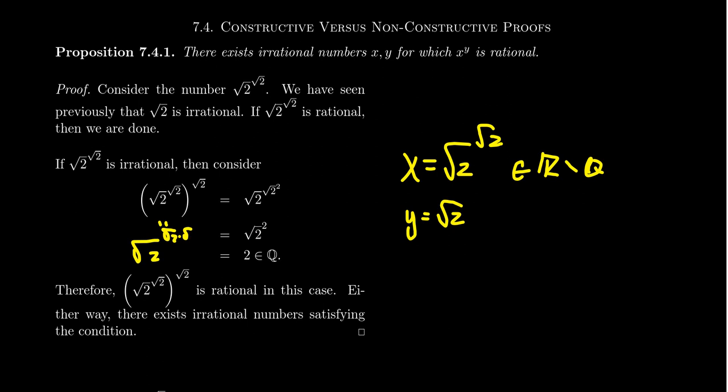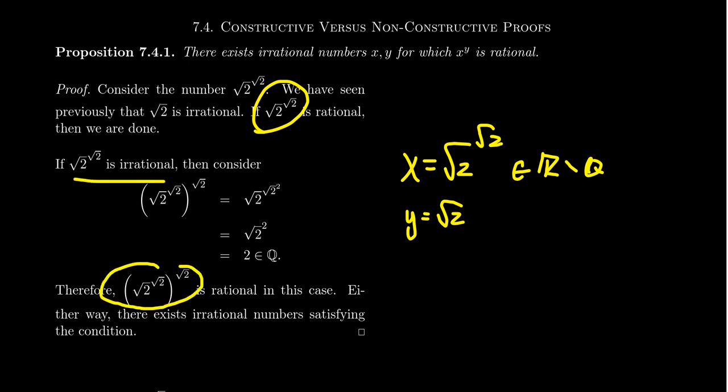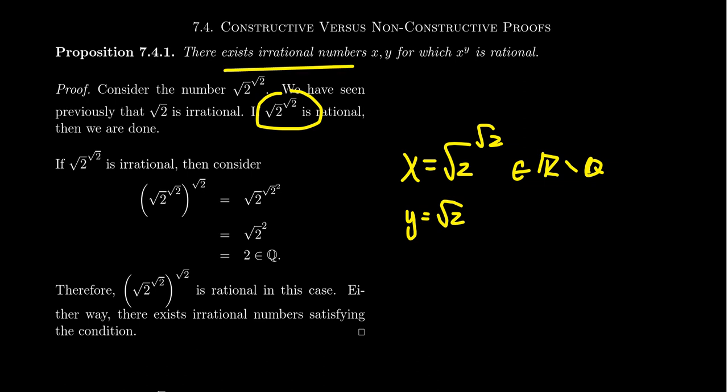So look what we have here. If this number is rational, then we have an irrational to an irrational, which is rational. But if it's irrational, then this number is always going to be rational because it's equal to 2. So if this is irrational and this is rational, we've got it. We've exhausted our two cases. Either this number is rational or irrational. If it's rational, we get the existential statement we want. If it's irrational, we get the existential statement we want. They're different numbers, x and y are different numbers, but regardless, there do exist numbers x and y.